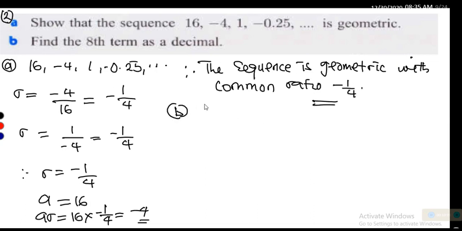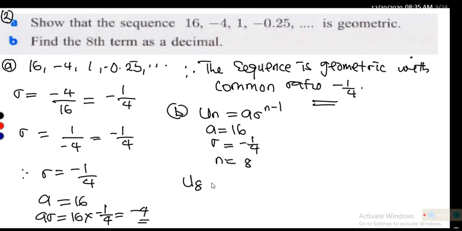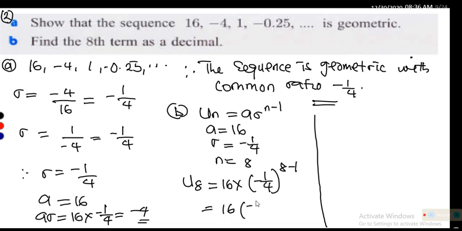B. Find the 8th term as a decimal. The formula for the general term is AR raised to power n minus 1, and of course the first term is 16 and the common ratio is minus 1 over 4. We are looking for the 8th term, so n equals 8. If you substitute that, we have u8 equal to 16 times minus 1 over 4 raised to power 8 minus 1, and that will give us 16 times minus 1 over 4 raised to power 7.